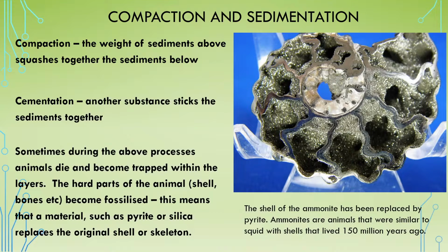So the whole shell of the ammonite has been replaced by pyrite. Okay, so ammonites are animals similar to squid with shells that lived 150 million years ago. So if you're in the UK, you get lots of ammonites down on the Jurassic coast, so Dorset, and also Folkestone in Kent. You'll find lots of ammonites. So I think that one probably, and also other countries as well. I found quite a lot of different ammonites. They're very interesting to look at.